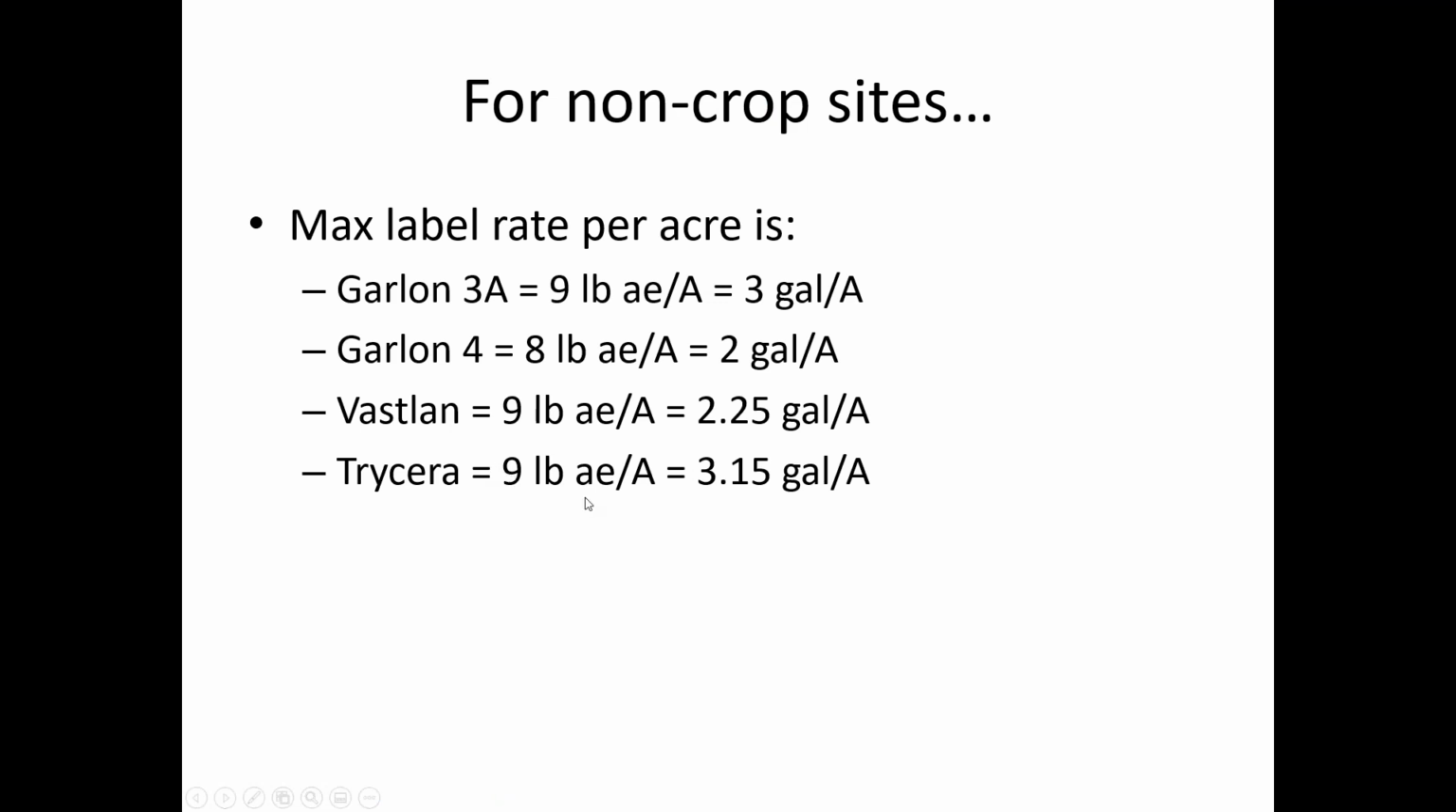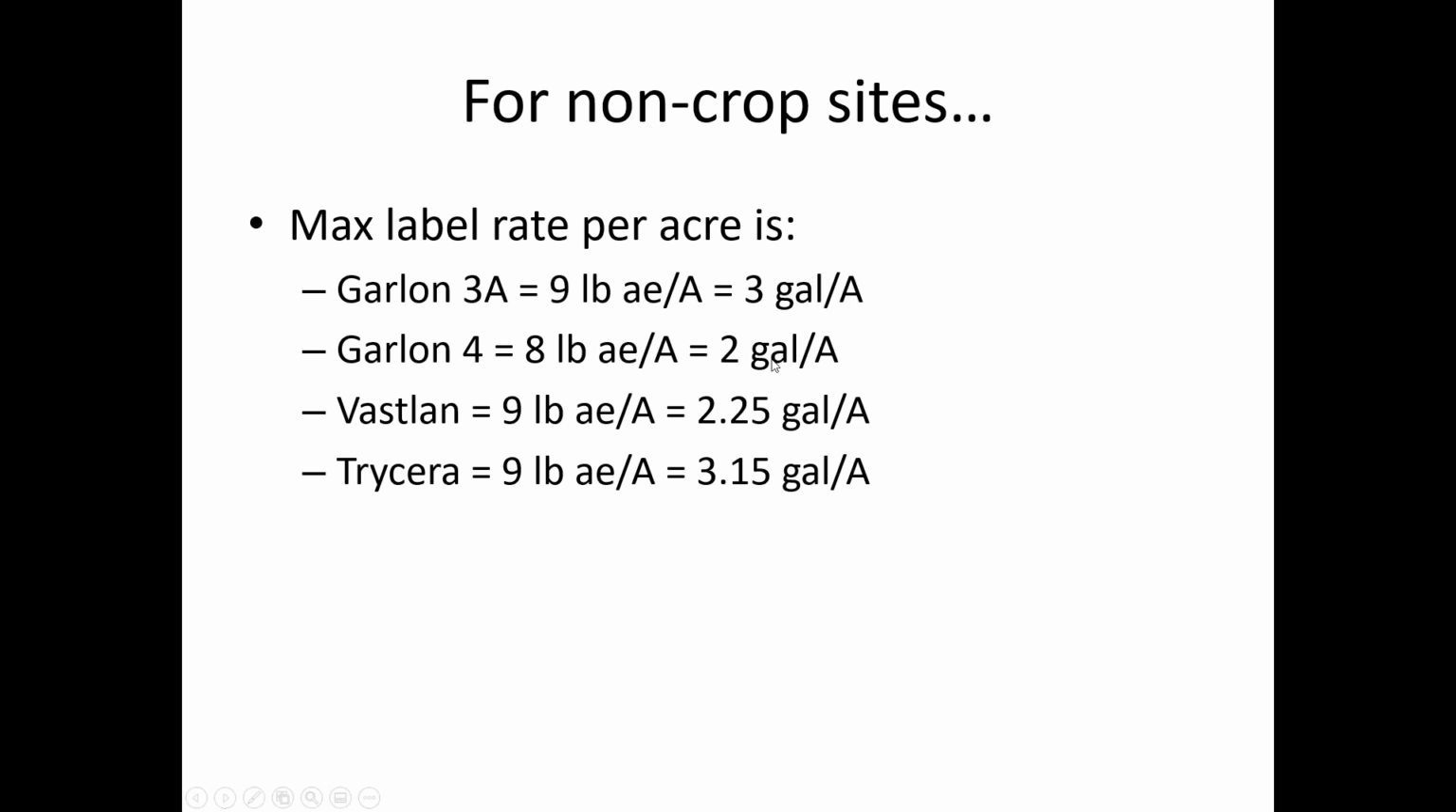Okay, so how much of these things can you put out there? So what's our max label rate? When we're doing IPT work, individual plant treatments, we really don't worry about that with hack and squirt or cut stump, because we don't typically approach label use rates in those, but we do for basal bark applications. Garlon 3A, again, the only way you're going to get to 3 gallons per acre is doing foliar treatments of an extremely hot concentration of that product where you're approaching 3 gallons per acre.